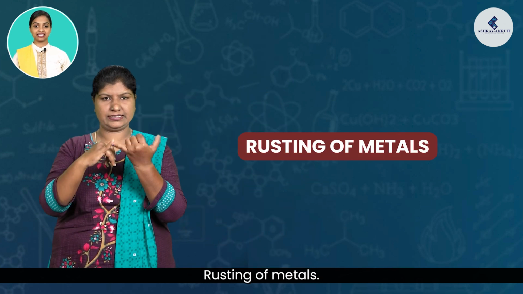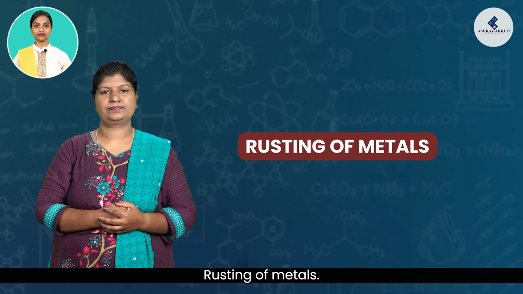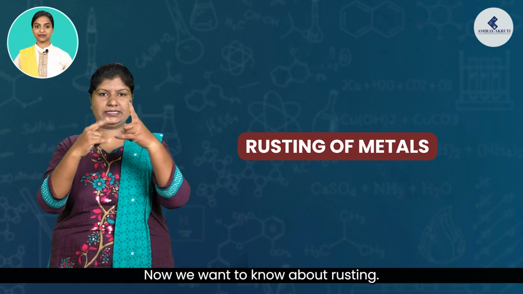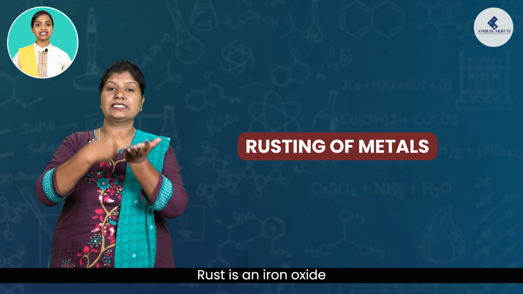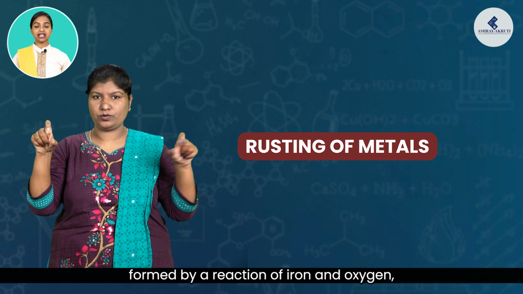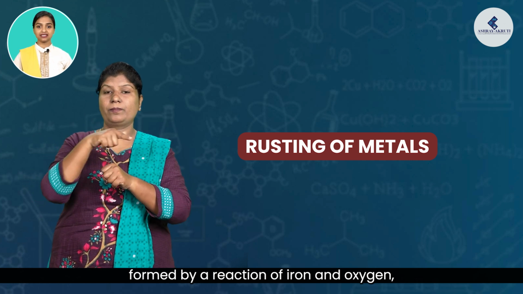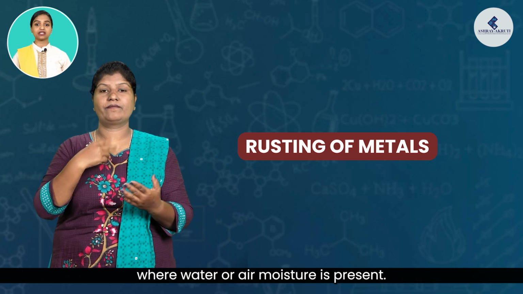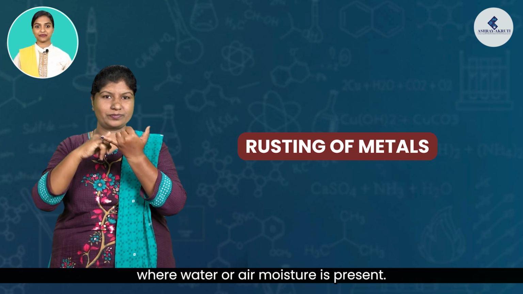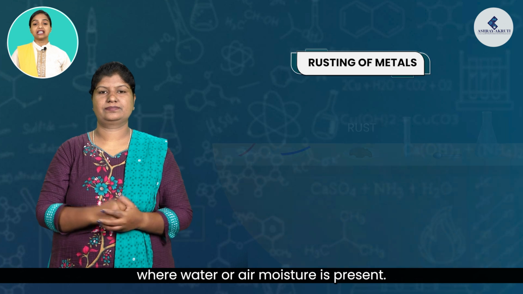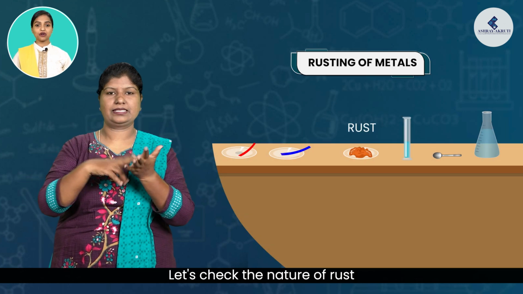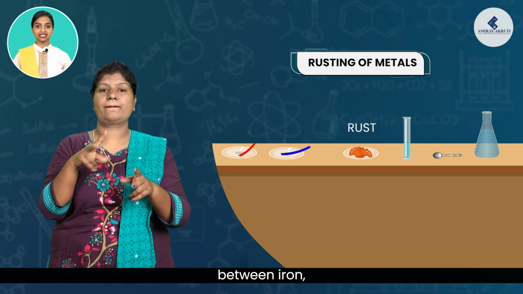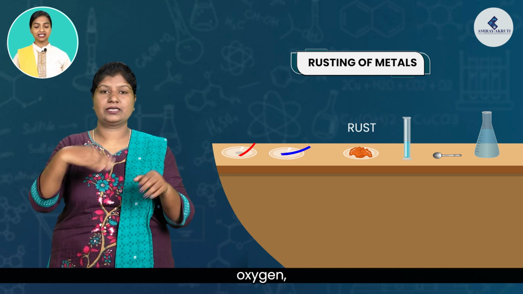Rusting of metals. Now we want to know about rusting. Rust is an iron oxide formed by a reaction of iron and oxygen where water or air moisture is present. Let's check the nature of rust formed as a result of the reaction between iron, oxygen, and water.